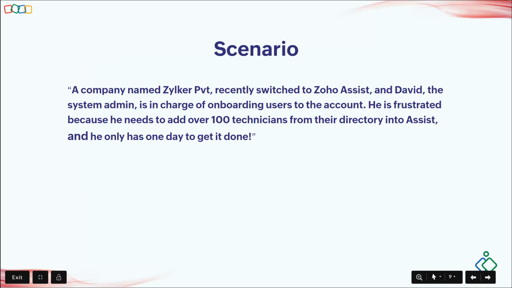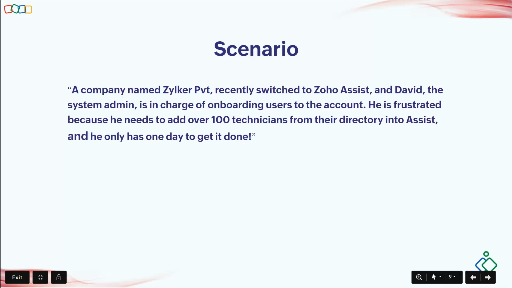Let's take this with a scenario. Zilker, which is a private organization here, offers IT support to a healthcare organization where data security isn't just important, but critical. So here is our first scenario. David, the system administrator at a company called Zilker, has recently switched to Zoho Assist, the remote tool that's going to transform their whole managed IT operations.